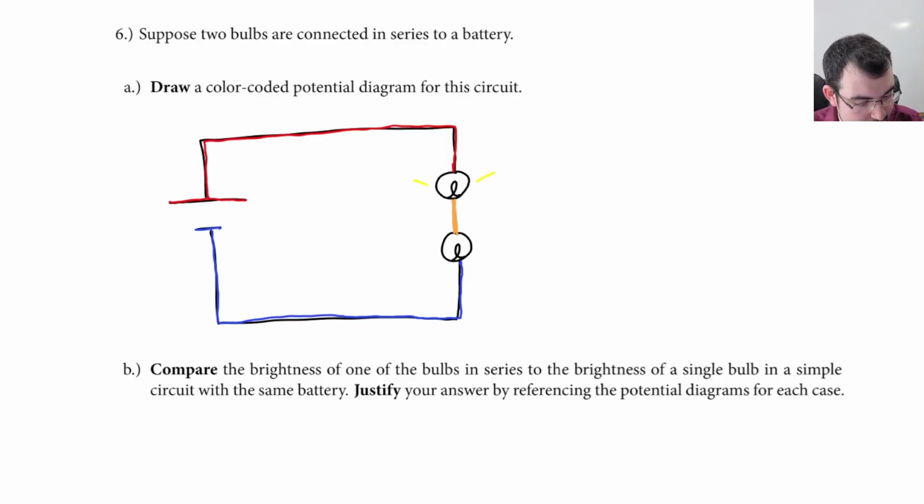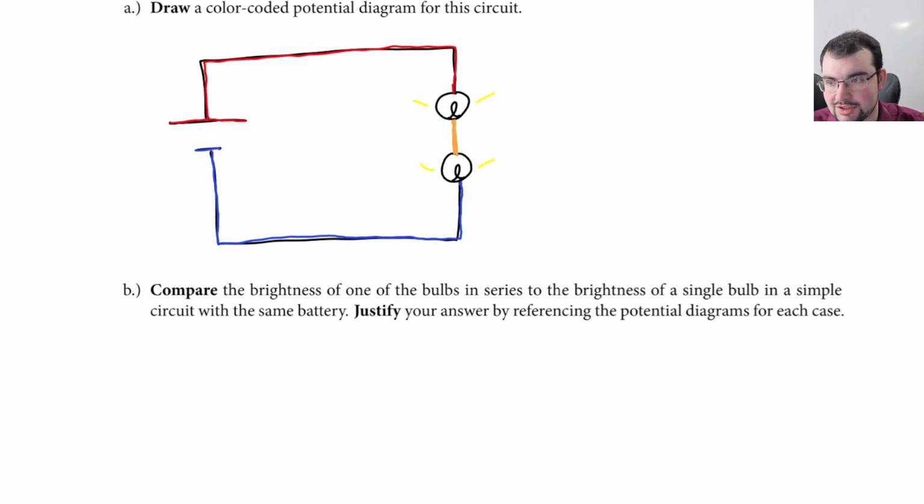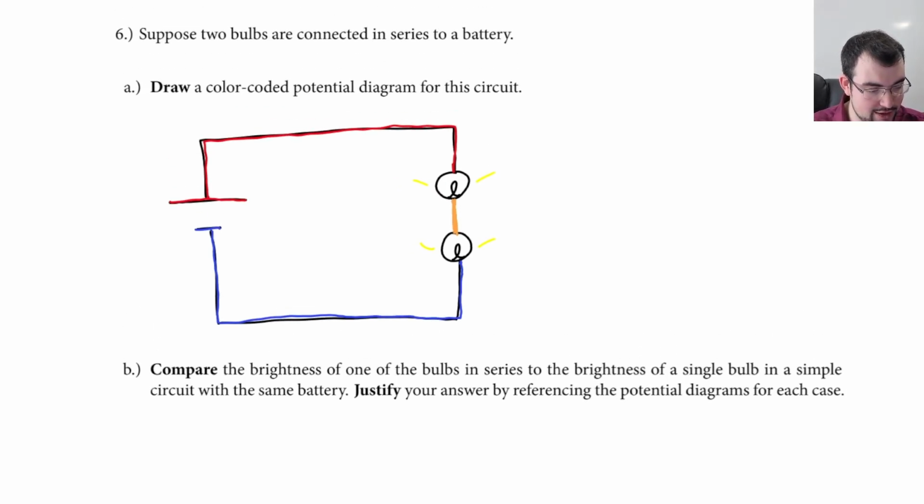So this is going to be lit, and this is also going to be lit. And using the power of foresight, I actually used fewer light markers here than I did in the past, because we're asked to compare the brightness of one of the bulbs in series to the brightness of a single bulb in the simple circuit, assuming this battery is the same. Justify using the potential diagrams.